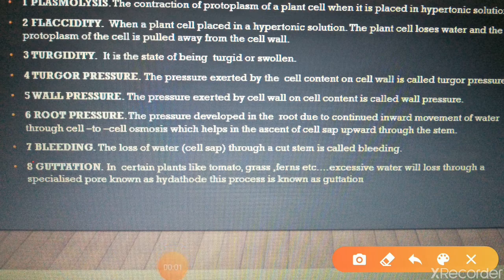Next we can learn the term bleeding. The loss of water or the loss of cell sap through a cut stem is called bleeding. When we make a cut on a plant stem, automatically what will come out? The cell sap or water will come out. That process we can call bleeding.